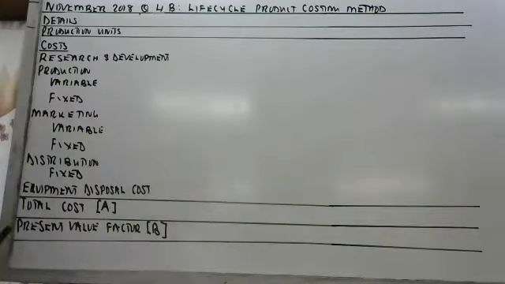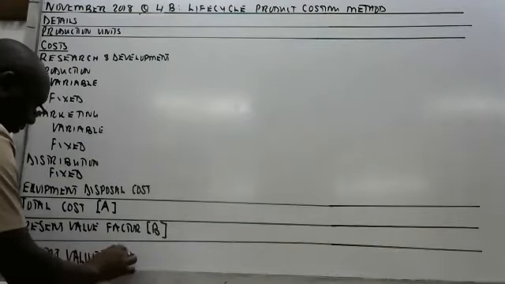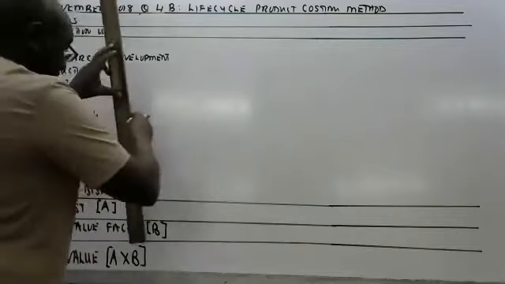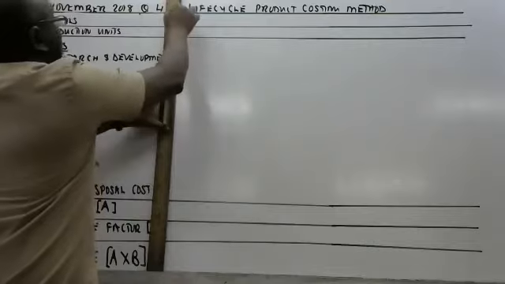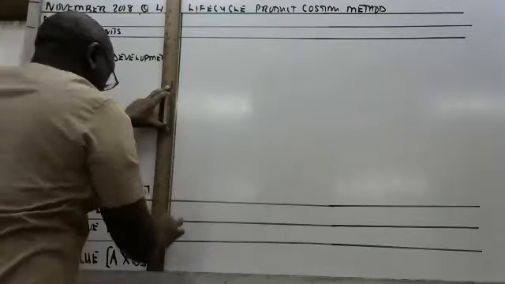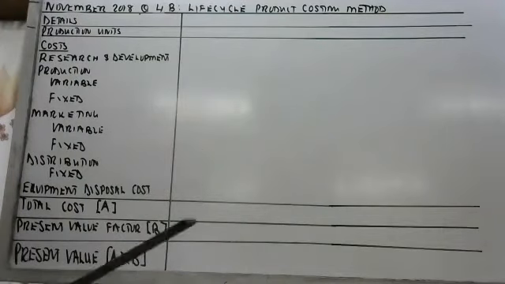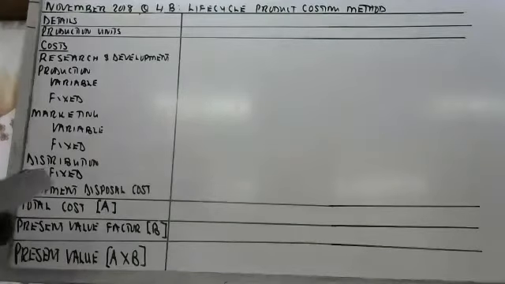Then I will have the last item as present value. Present value will be arrived at as A times B. So those will be the items that I need to identify.